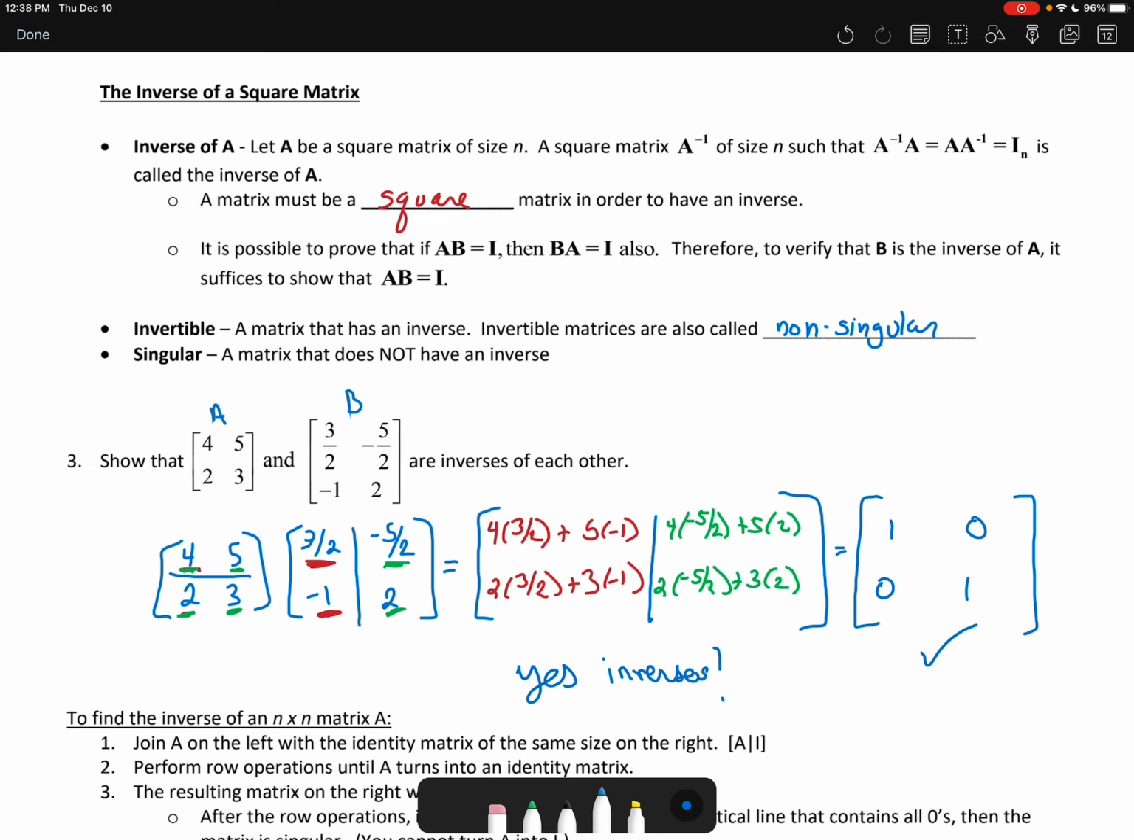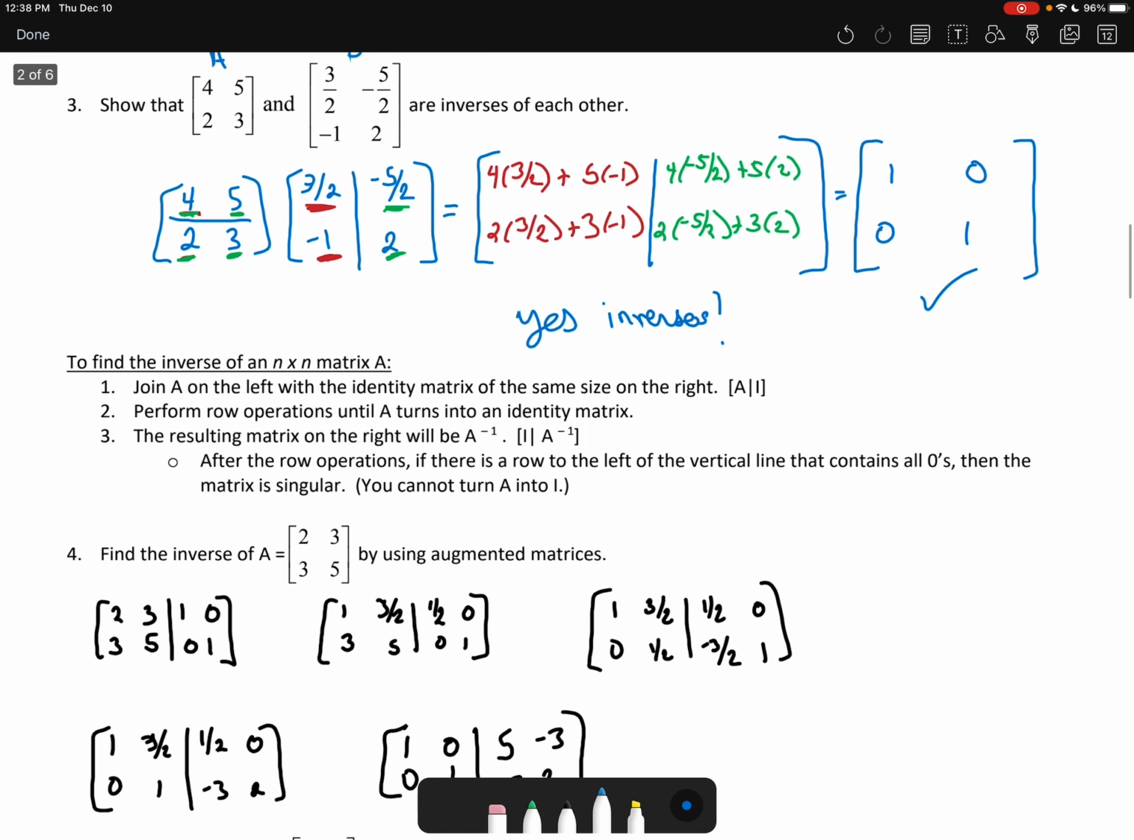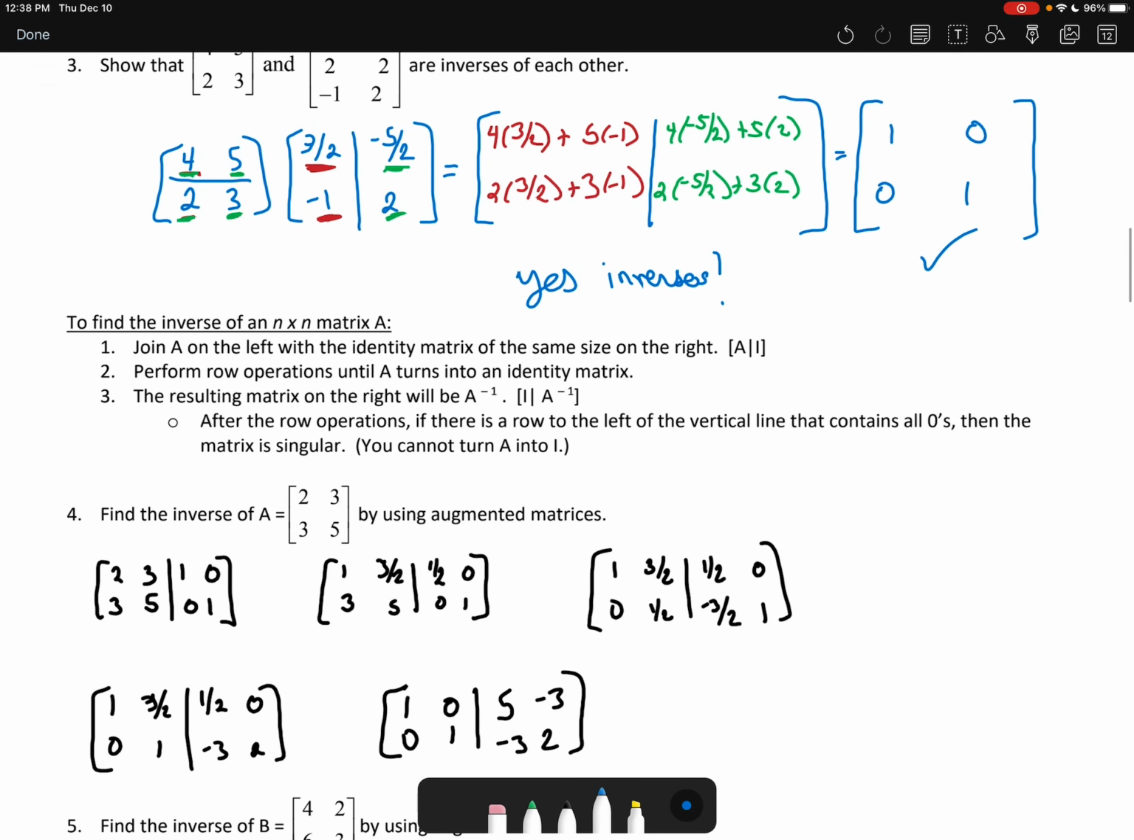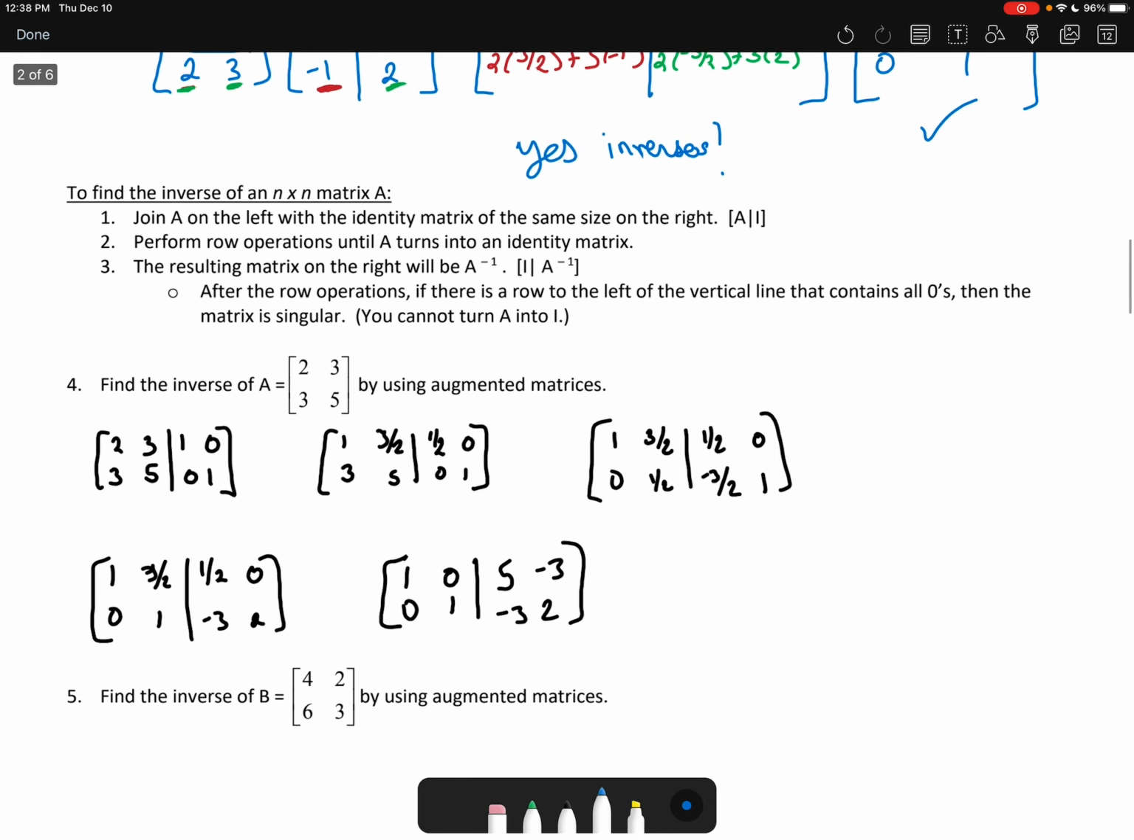Again, what we now know also is that if we were to do B times A, we would arrive at the same answer. Okay, so that's how you check if you're given two matrices, whether or not they are inverses of each other. If you get anything other than the identity when you multiply, then they're not. How do you find an inverse from scratch?